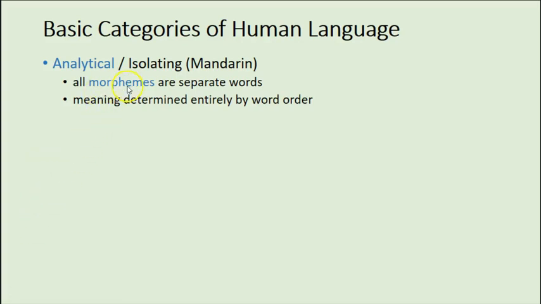In analytical languages, pure isolating languages like Mandarin, all morphemes are free morphemes. You don't connect them in the same word. All morphemes are separate words, and therefore meaning is determined entirely by word order and by the addition of different morphemes. So if you want to say I walked to the store in Mandarin, you would say something like I walk, and then a word that means past, to the store, right? I don't know much about Mandarin, but that's my understanding.